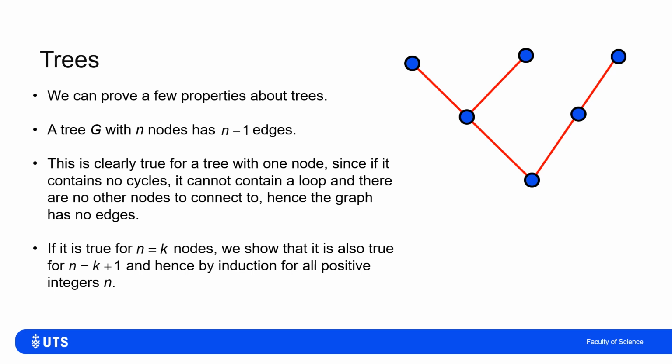But let's assume it's true for n equals k nodes, and we want to show therefore that it's true for n equals k plus 1 nodes. And that shows by induction that if it's true for one node, then it's true for 2, therefore 3, therefore 4, therefore 5, and so on.